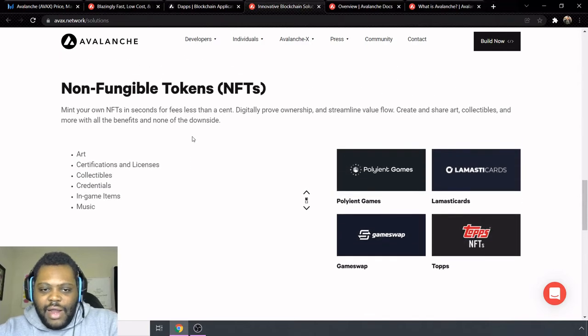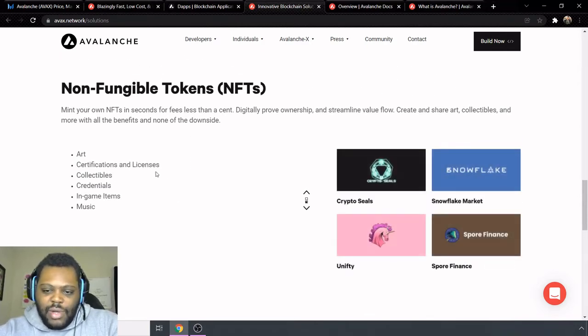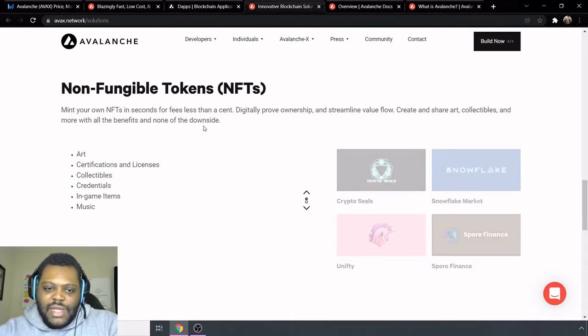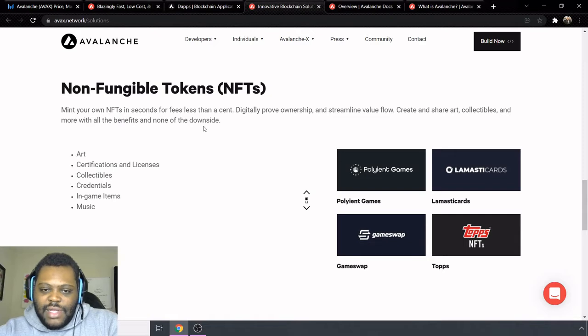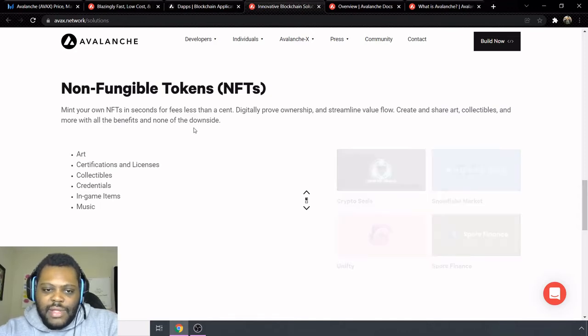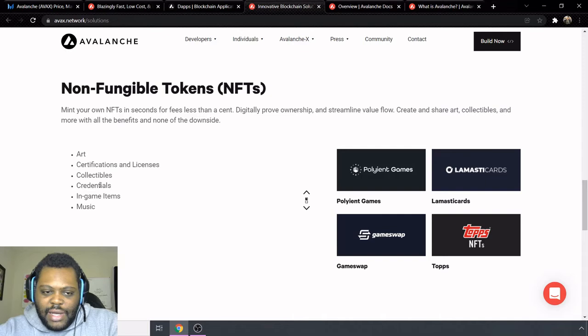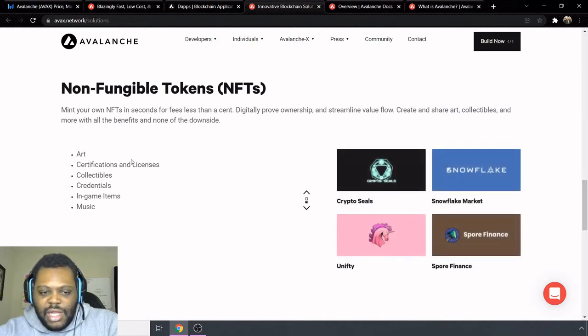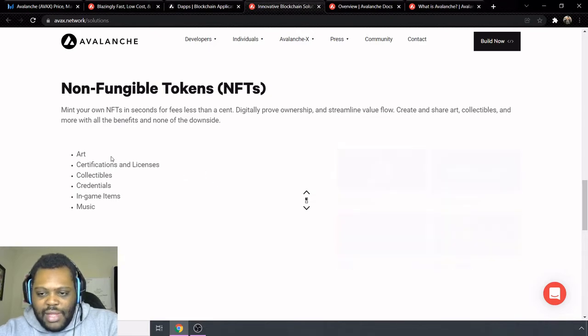Next, you have non-fungible tokens, or NFTs, Tops being one of the main, most popular ones that is built on Avalanche. You have mint your own NFT in seconds for fees less than a cent. Digitally provide ownership and streamline value flow. Create and share art, collectibles, and more with all the benefits and none of the downside. And so, art, certifications and licenses, collectibles, credentials, in-game items, and music. And so these are all going to be big things moving forward.